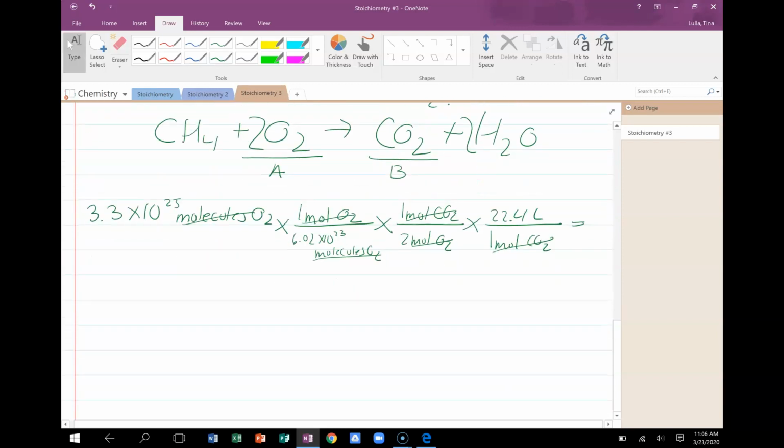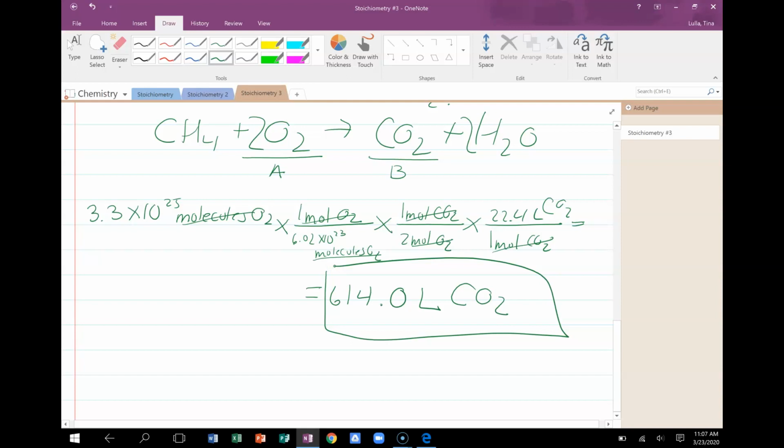All right. Throwing it into my calculator right now. 3.3 E25 times 1 divided by 6.02 E23 times 1 divided by 2 times 22.4 divided by 1 equals, and I am getting 613.95. So I think if I'm rounding to the tenths, I'm going to make that 614.0 liters of, what are we left with? CO2. Okay, awesome. So hopefully you guys are feeling comfortable with this.